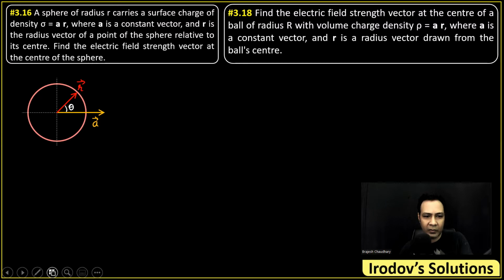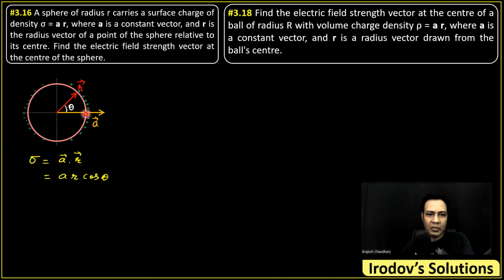There is a constant vector a, and at polar angle theta the position vector r is there, and at this point the surface charge density sigma is equal to a dot r, which can be written as a R cos theta. So this distribution varies with cos theta. At theta equal to 0 the charge density is maximum, and as we go from here to here, the charge density gradually decreases. Here it becomes 0, and then here it is negative.